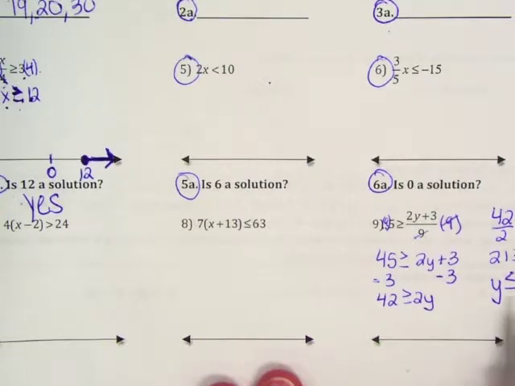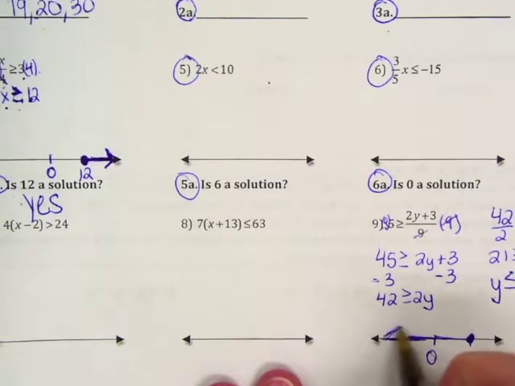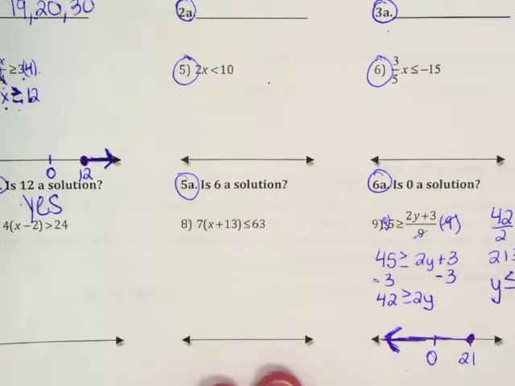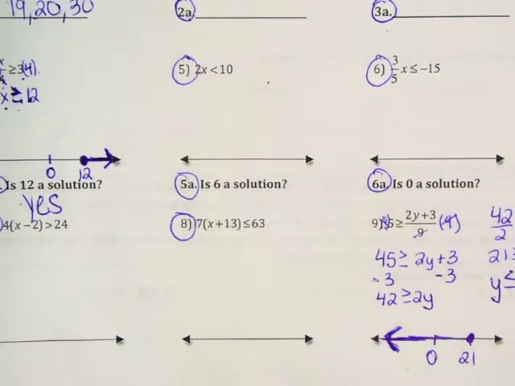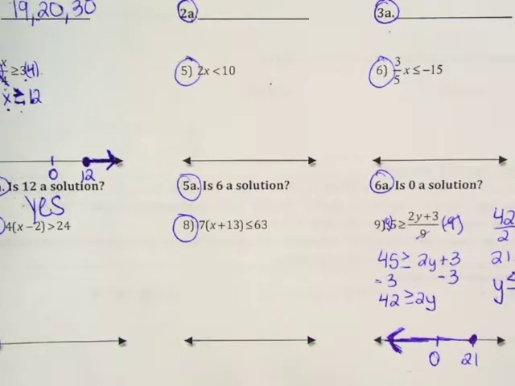So now I want to graph my solution. I'm going to put a 0 in the middle, put my 21 on the right because it's positive. Since it's an equal to, I'm going to put a closed circle on 21. Then it says y is less than or equal to 21. So I'm going to draw my arrow going to the left for less than. Now, I want you to try 7 and 8 on your own. So pause the video now to try 7 and 8 on your own.